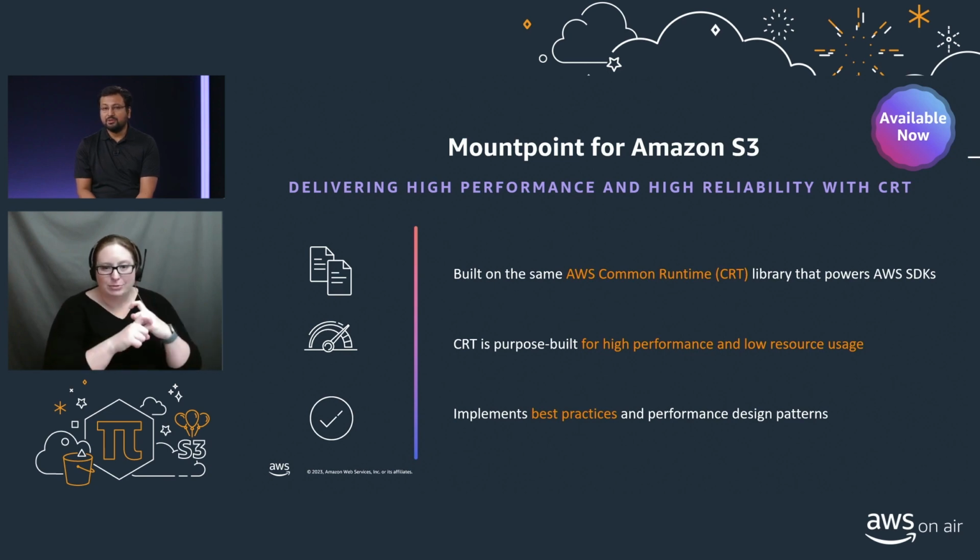The CRT is purpose-built for high performance and low resource usage to make the most efficient use of your compute instance. For Amazon S3, the CRT includes a client that implements best practices and performance design patterns, including timeouts, retries, and automatic request parallelization for high throughput. Applications that use Mount Point for Amazon S3 get the benefits of all this work for free.